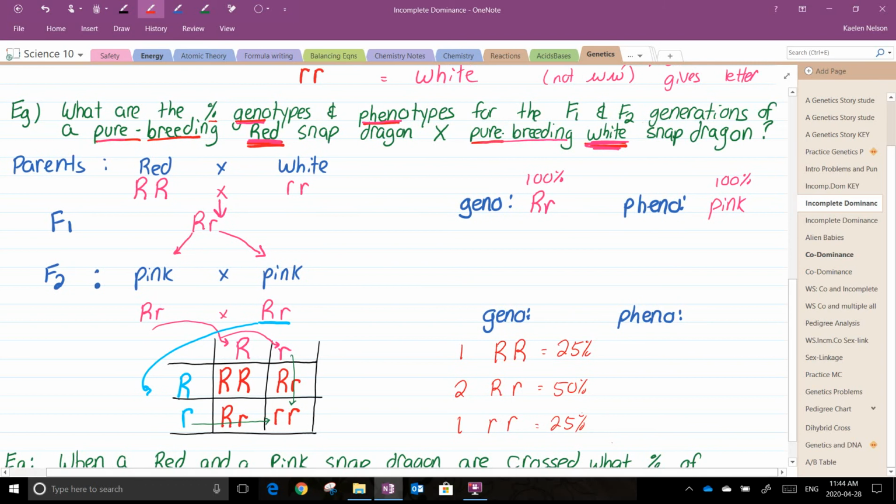Now, when it comes to our phenotypes, big R, big R is red. Big R, little r is pink. And little r, little r is white. And again, my percents will actually be the same as they were for the genotype. So 50% pink, 25% red, 25% white.